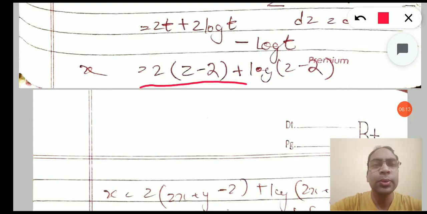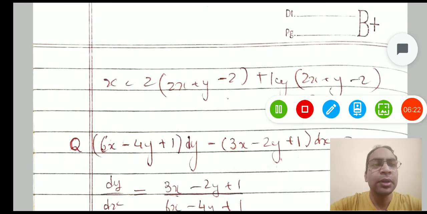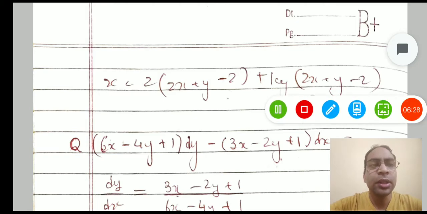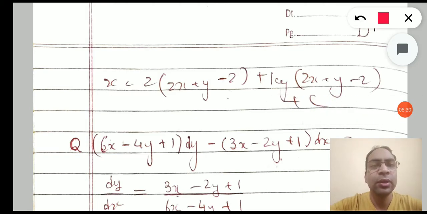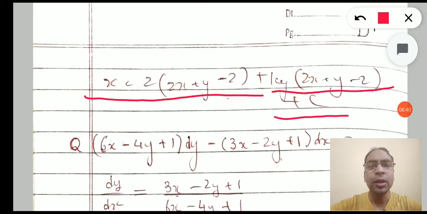So here it is 2(z - 2) minus 2 log of (z - 2), and the third part will again be in the log. Finally we'll substitute z. If you remember, in the beginning we had substituted 2x + y as z, so we'll substitute that z back into our equation. This will be our final solution of the ordinary differential equation.